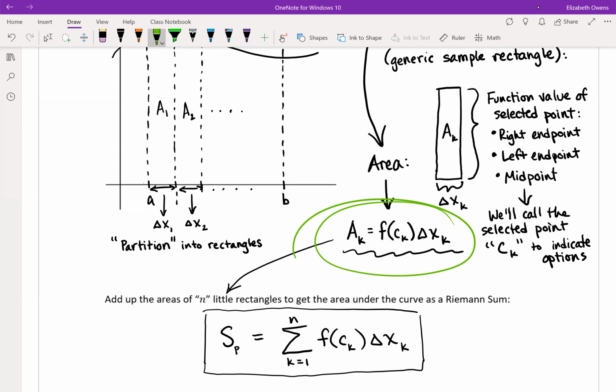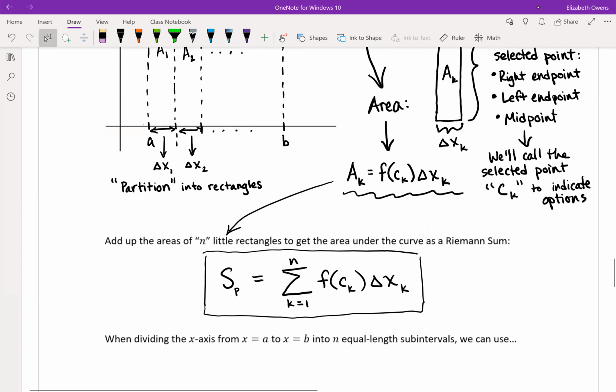It was f of ck times delta x sub k, where ck are the different points that you can use to set the height of your rectangles. Remember from 5.1, those are your different types of endpoints or your midpoint. And delta x sub k is the width of each rectangle. That's the distance traveled along the x direction there.